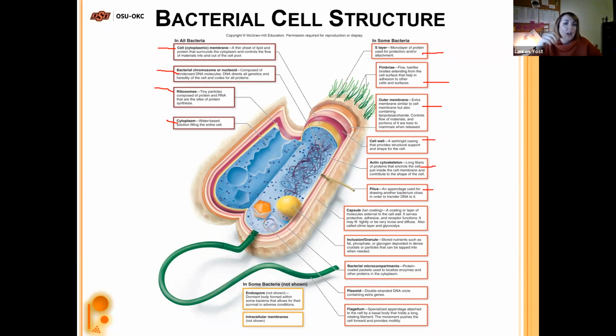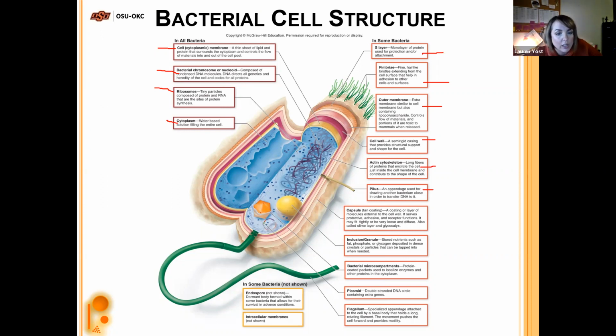So if they have a plasmid, which is an extra little bit of DNA that they can carry special genes on for self-protection, like antibiotic resistance, they can push it through that to other bacteria that are nearby. Okay.